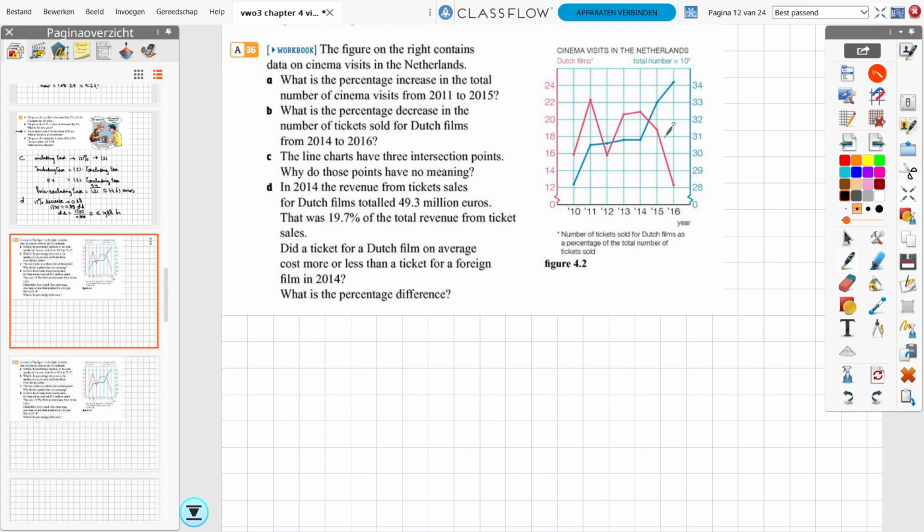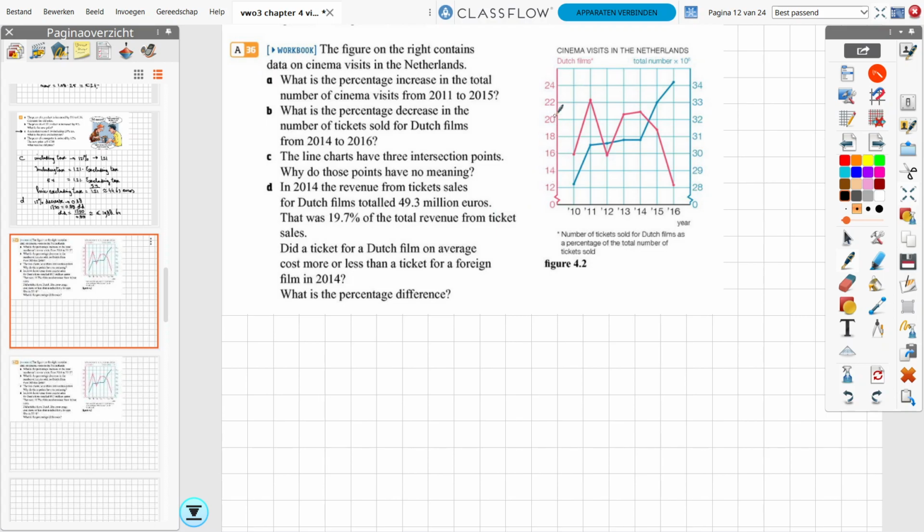It says cinema visits in the Netherlands, with Dutch films being on the left axis, and the total number of, I guess, tickets sold times a million on the right. They both have a tier line here. Okay, so that's why you start there. There's an asterisk attached here. It says the number of tickets sold for Dutch films as a percentage of the total number of tickets sold. Oh, okay. So this is a percentage-based axis.